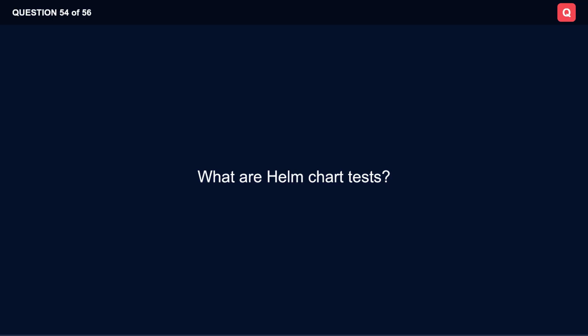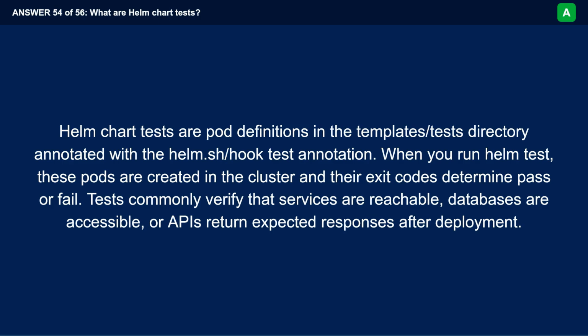What are Helm chart tests? Helm chart tests are pod definitions in the templates/tests directory, annotated with the helm.sh/hook test annotation. When you run helm test, these pods are created in the cluster, and their exit codes determine pass or fail. Tests commonly verify that services are reachable, databases are accessible, or APIs return expected responses after deployment.